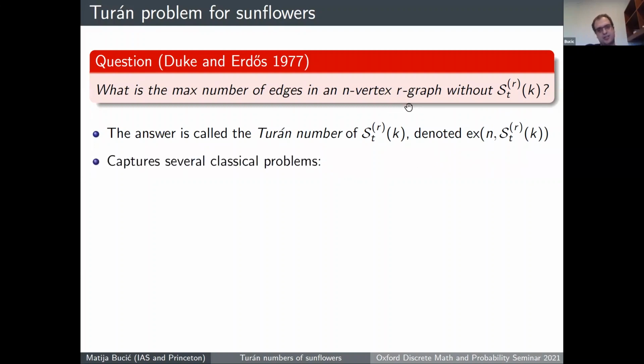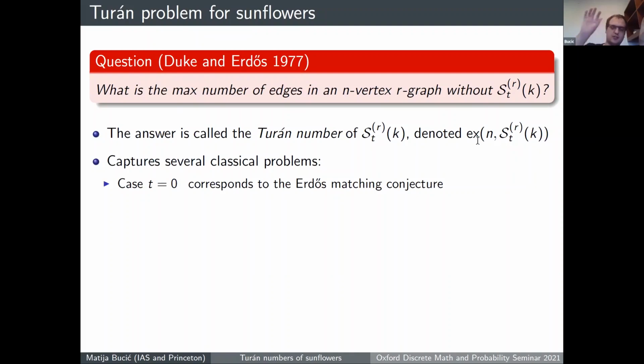So let me also mention that this problem itself captures several classical problems. For example, if you plug in t equals 0, that means we are forbidding a sunflower with a kernel of size 0, which just corresponds to petals. And petals are disjoint, so we are forbidding k vertex-disjoint edges. In that case, this problem precisely corresponds to the famous Erdős matching conjecture, which is one of the big problems in extremal set theory.